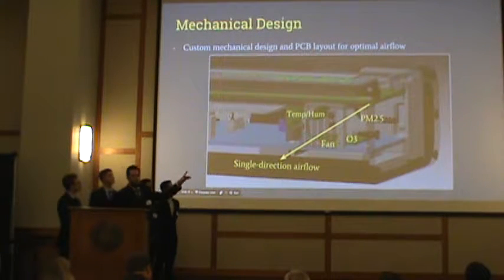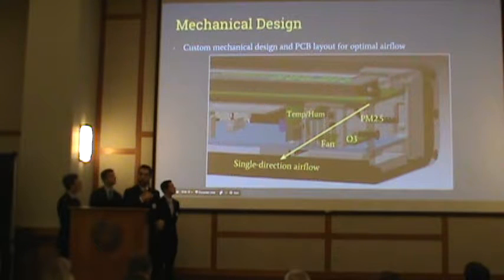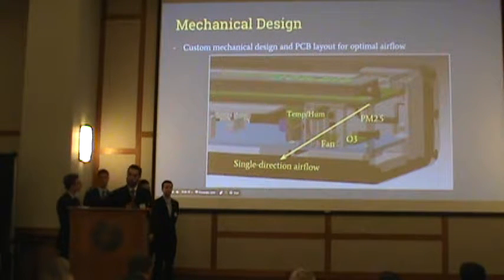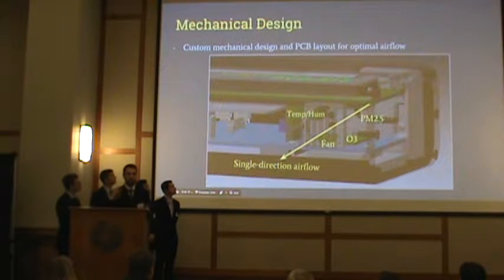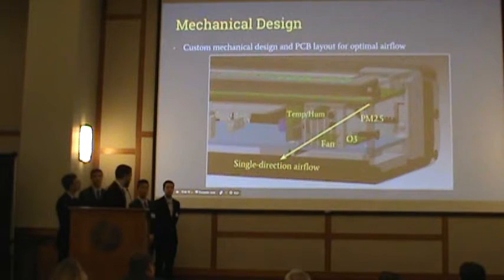So as you can see here, air enters through the front of the device, through the PM2.5 sensor, and then passes over the ozone and under the temperature and humidity sensors before being blown out the back of the device by a fan. This single direction airflow greatly reduces the sensing time and improves the consistency of our readings.